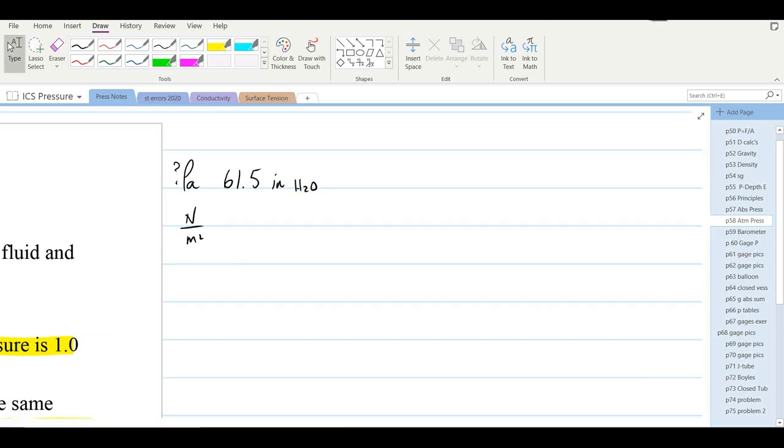Now we could use the density of water and the height to calculate a pressure using rho gh, but now that we have all these conversion factors, it's really quite simple. We'll simply convert from inches of water to feet of water, 12 inches per foot, and we have a conversion using standard atmospheric pressure from feet of water to any other unit, including pascals. So feet from inches, divide by 12 inches per foot.